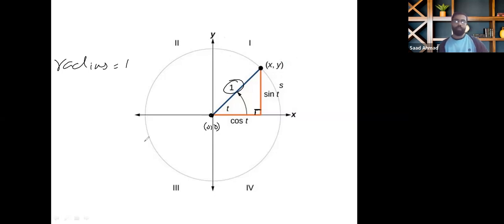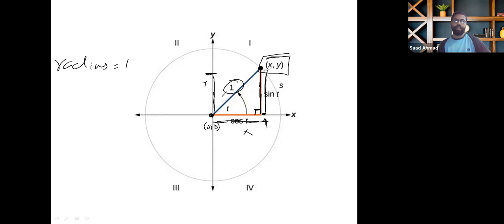Okay, so what is this height? How much is this height? That's the y, right? Because it's from 0 to there. That height is the y. And the other length is the x, right? So that's why the coordinate of this point is xy.